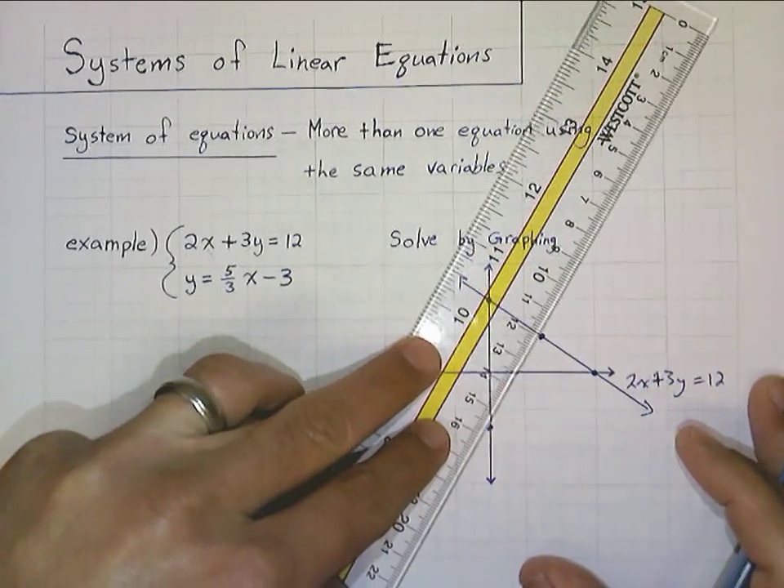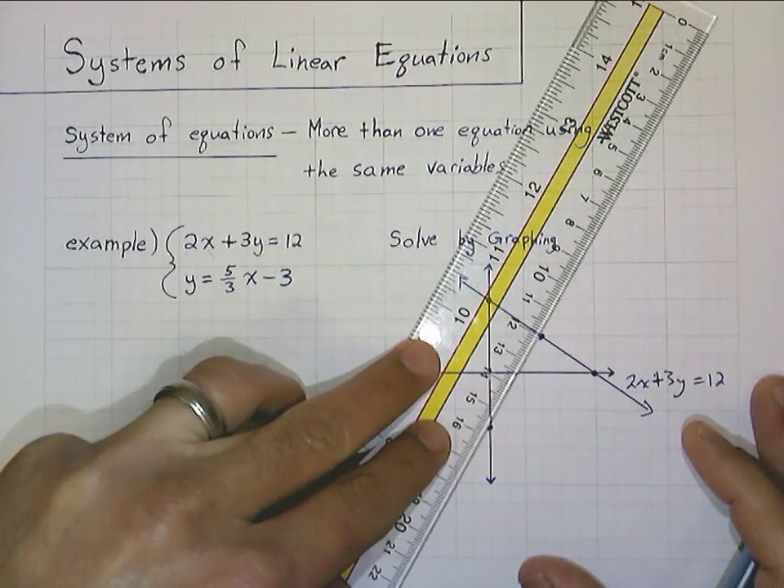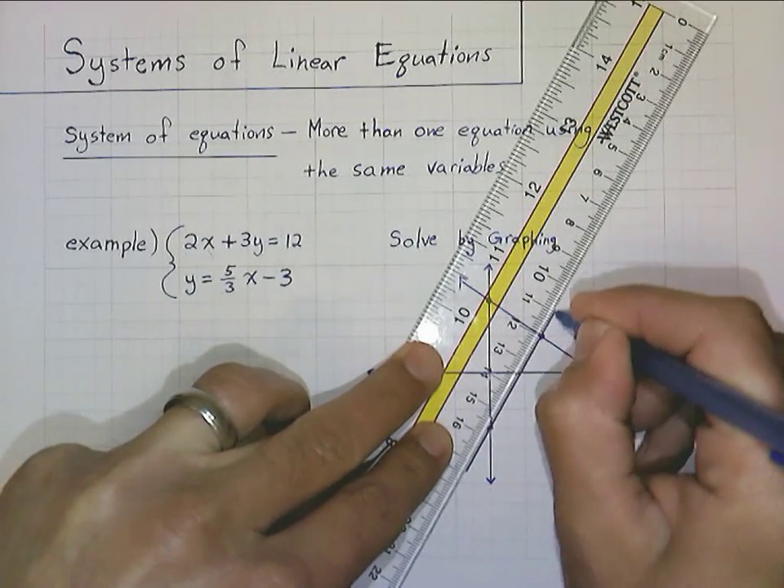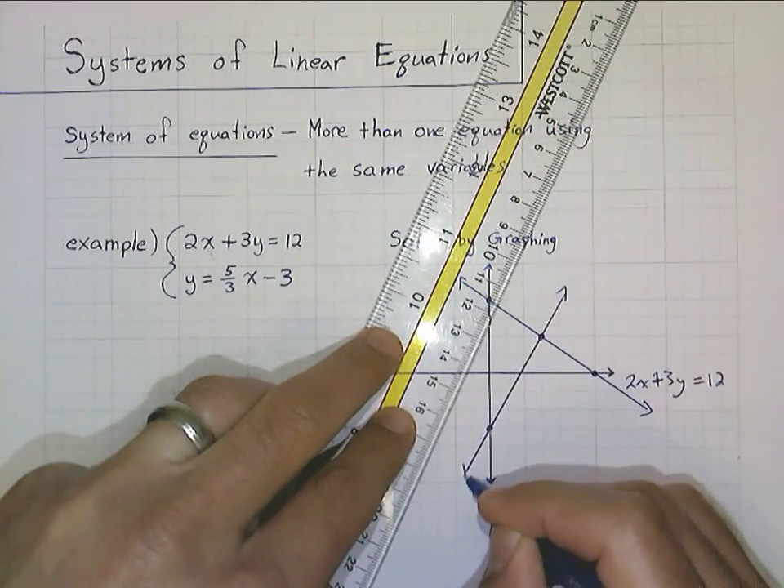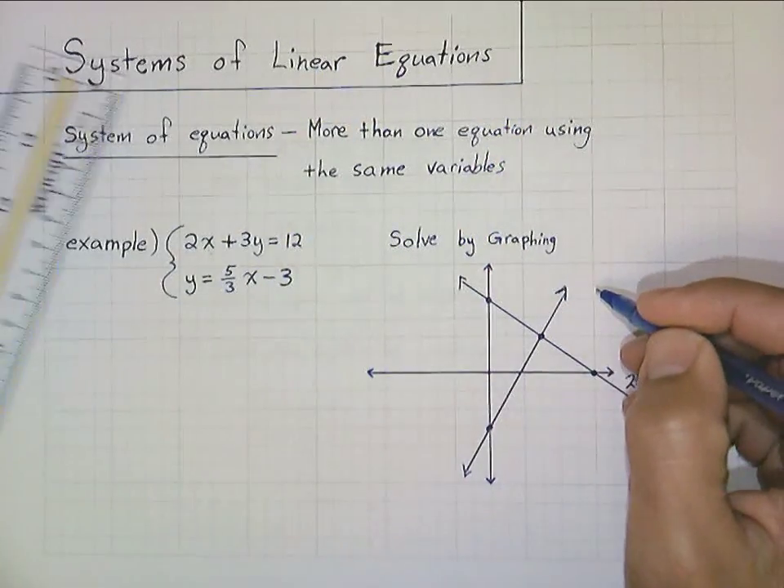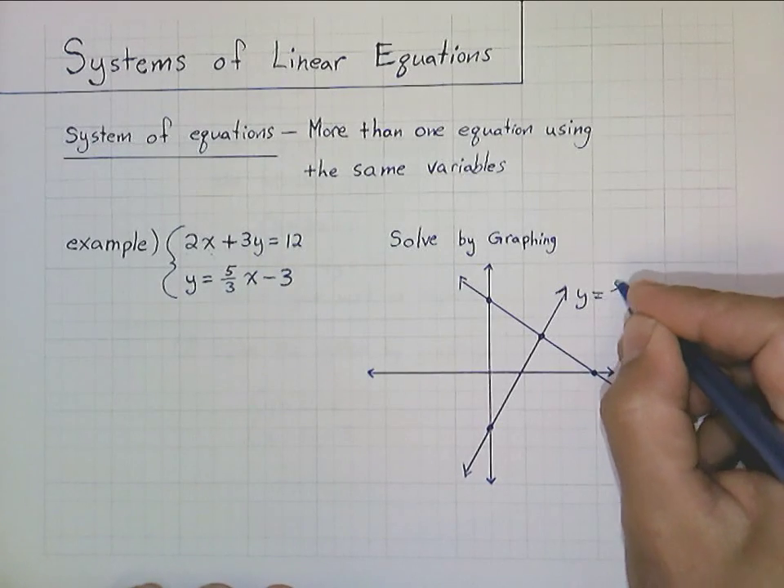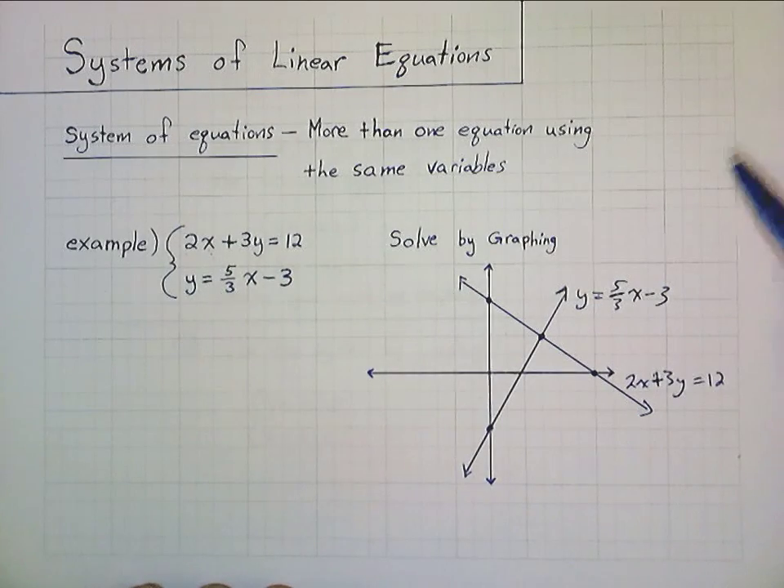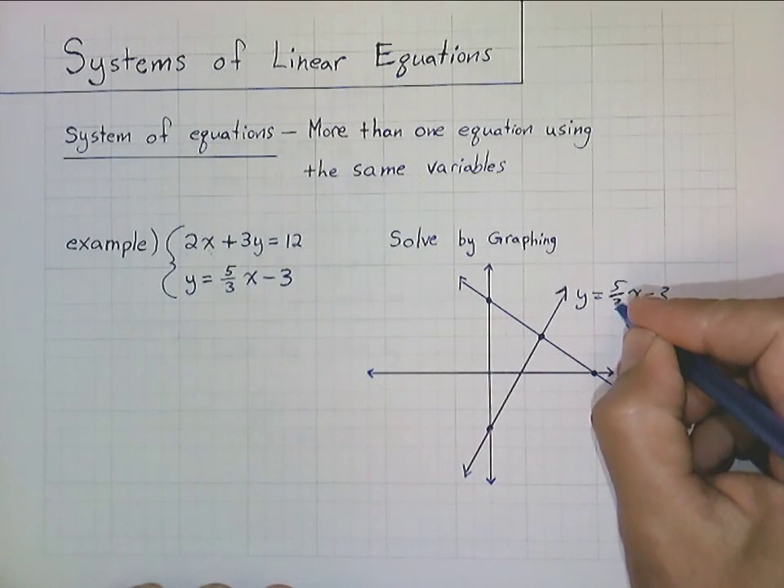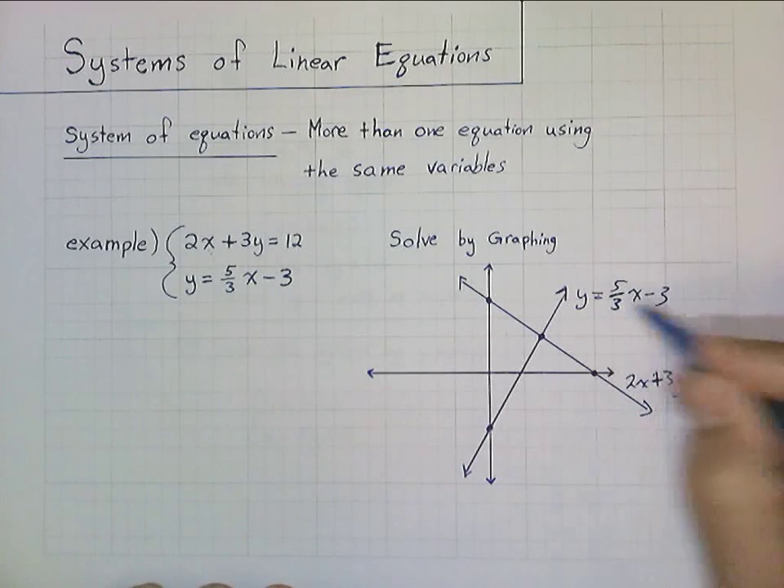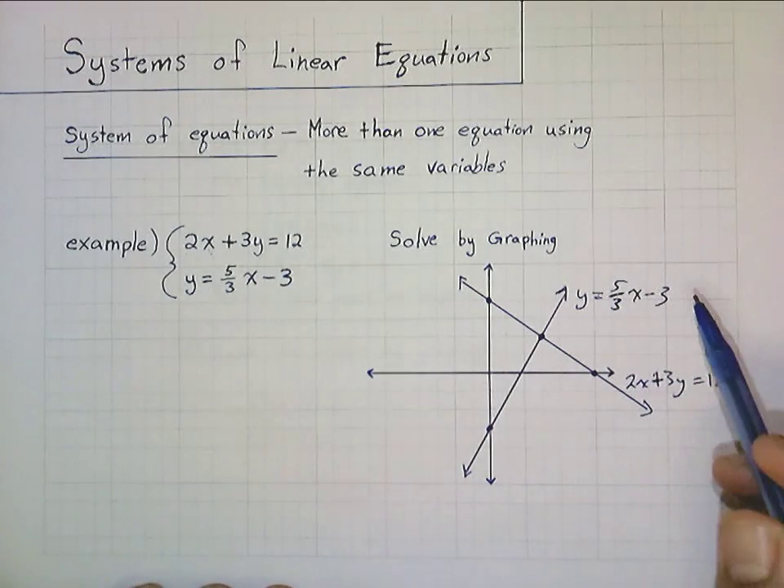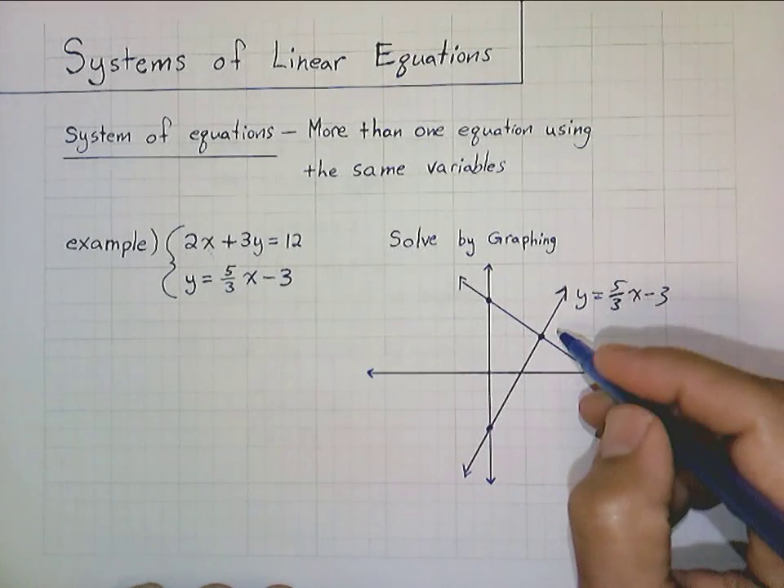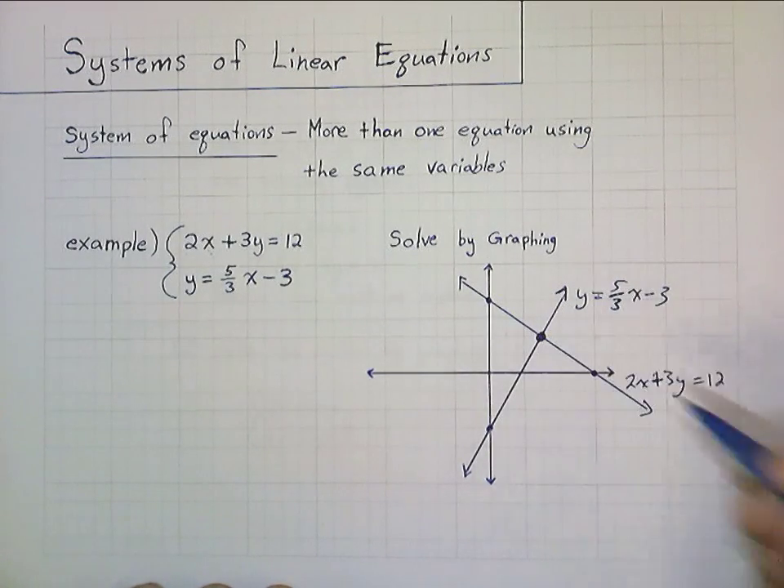And so we graph this, play connect the dots again. And that is our second line, y equals 5/3 x minus 3. And so the idea here is that every point on this line here will make this statement true. So we want to know what point will make both statements true. Well, that's going to be the point that is on both lines, meaning the intersection point.